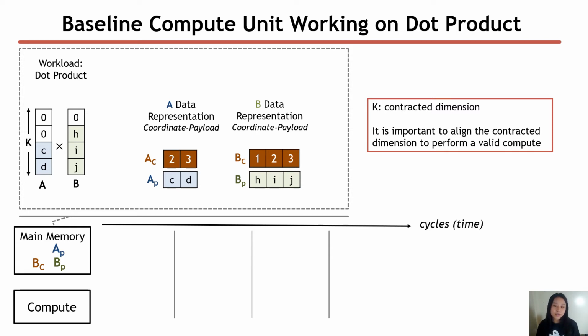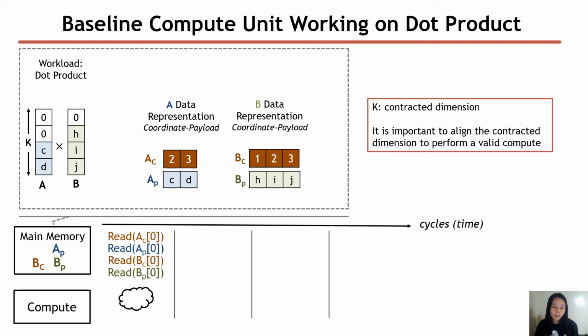So let's see how this works. In the first cycle, note that we didn't apply any optimization other than the coordinate payload representation of A and B. So essentially what would happen in main memory is each operand will be read out sequentially based on their representation.